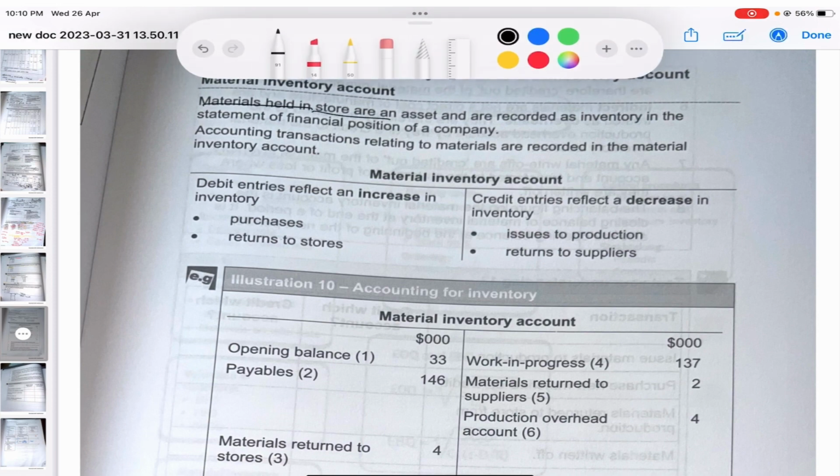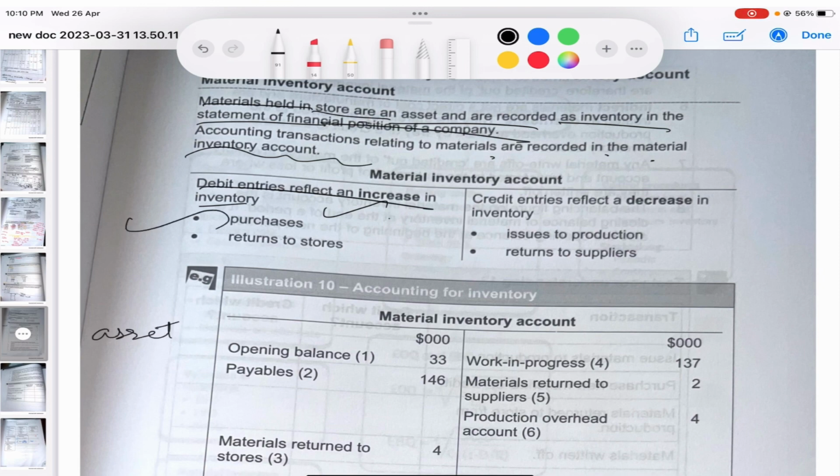Materials held in the store are an asset and are recorded as inventory in the statement of financial position. Accounting transactions related to materials are recorded in the material inventory account. So debit entries mean an increase in the inventory because it is an asset. So when I'm purchasing, I debit my inventory account because my assets are increasing. Returns to the store, when people return it to the store, my inventory increases again. Credits mean a decrease in the asset or decrease in the inventory.